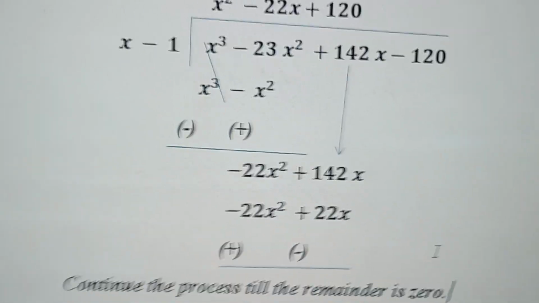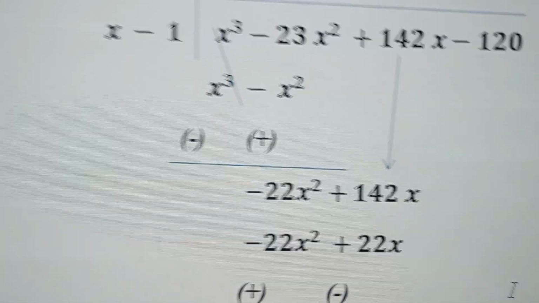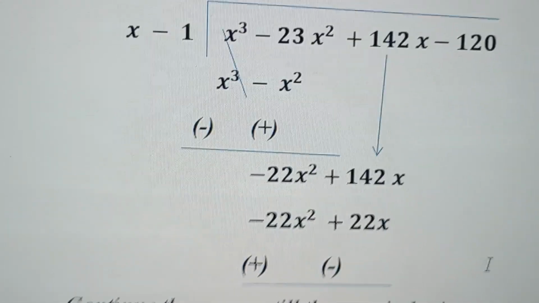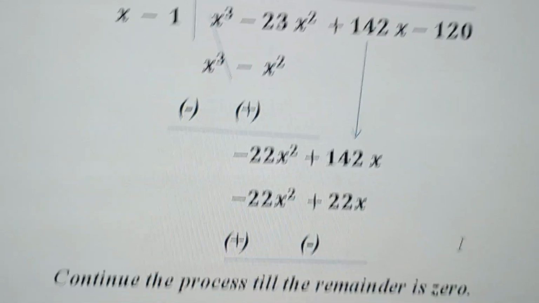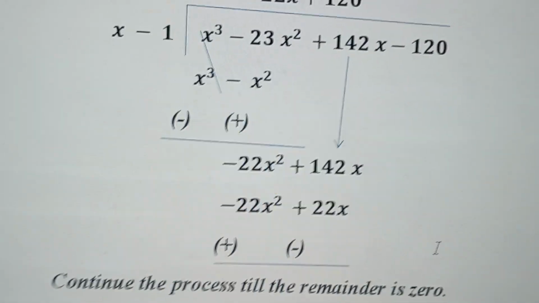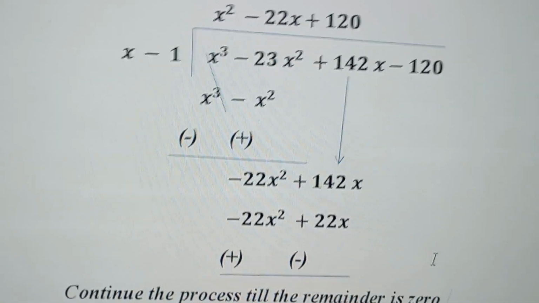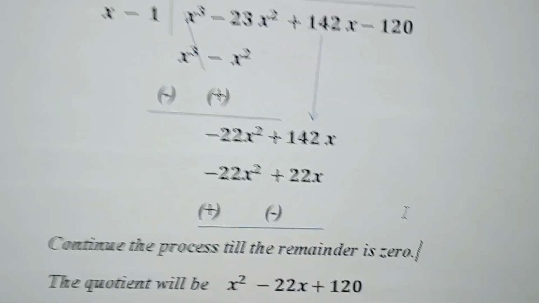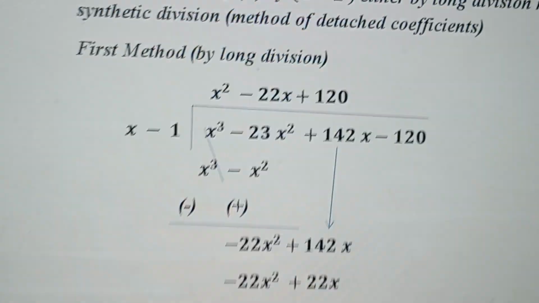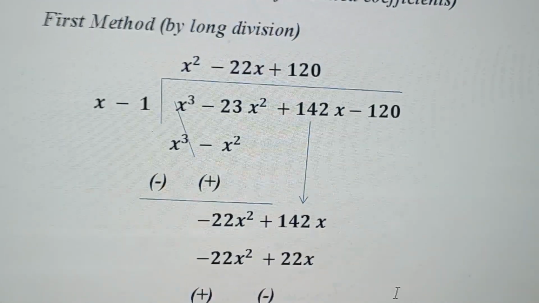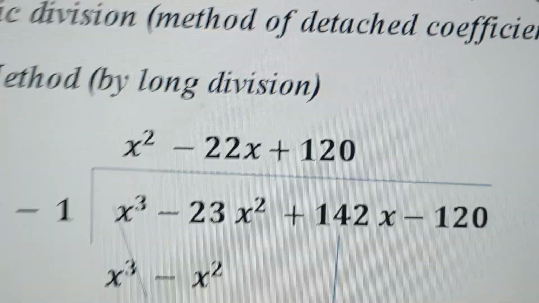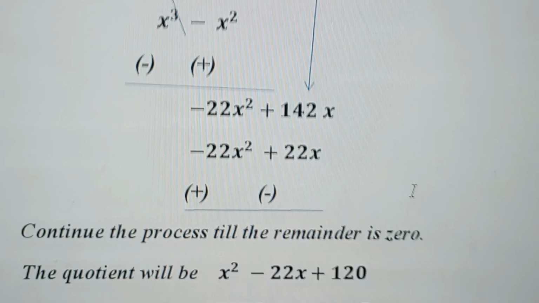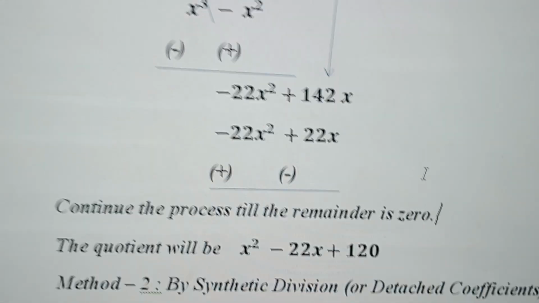On subtracting, we change the signs there, minus changes to plus, and minus 22x squared will come, and so on. We keep on bringing down the next term and go through the process of long division, continuing this process till the remainder is 0. And the quotient will be this, x squared minus 22x plus 120. We'll write this quotient here.